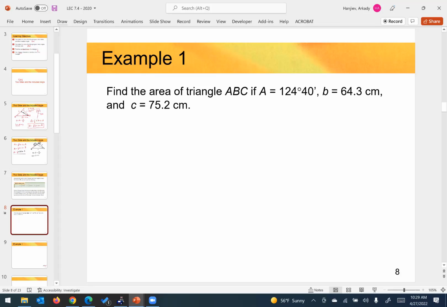64.3, 75.2, and then do you switch? Sine of, what's the conversion of minutes? If you're going from minutes to decimal degrees, take 40 and divide it by 60. No, 40 divided by 60. It's 2/3, so just add 2/3. Yeah, 124 and 2/3.